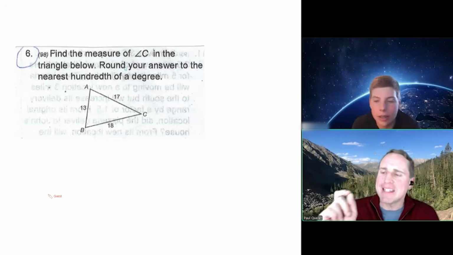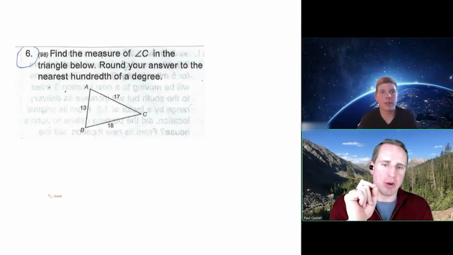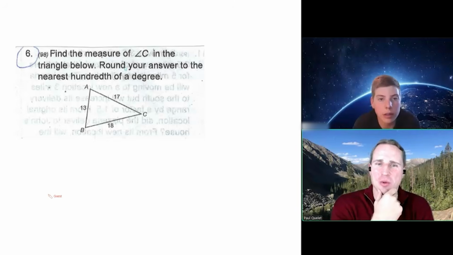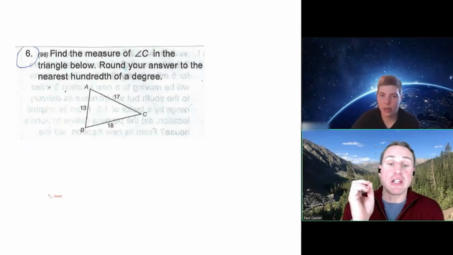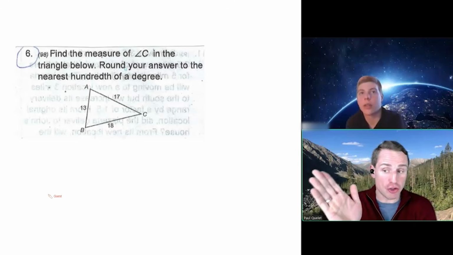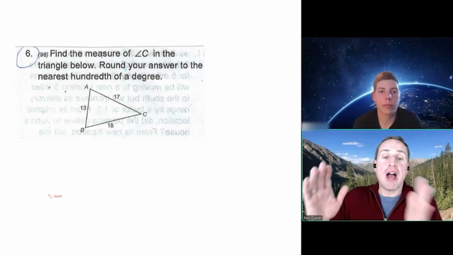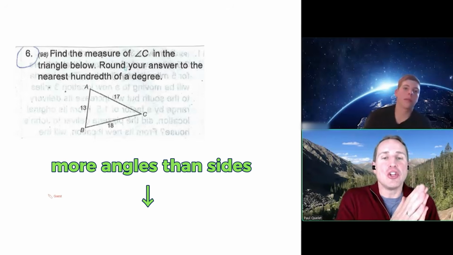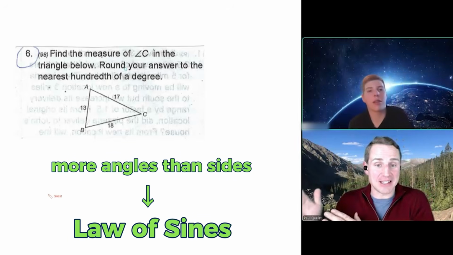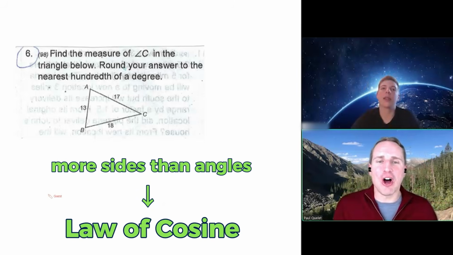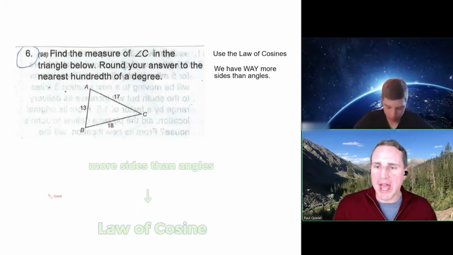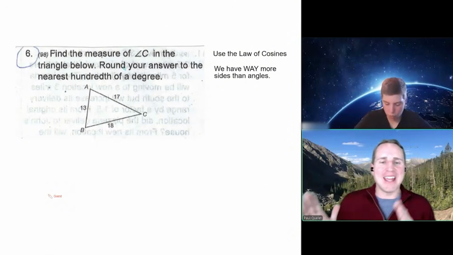Also, suppose I did 13 squared plus 17 squared. Is that going to equal 18 squared? It definitely turns out no. So this would definitely be an acute triangle, because 13 squared plus 17 squared is way larger than 18 squared. So when you have more angles than sides, you use the law of sines. When we have more sides than angles, we use the law of cosines, because we have way more sides than angles.